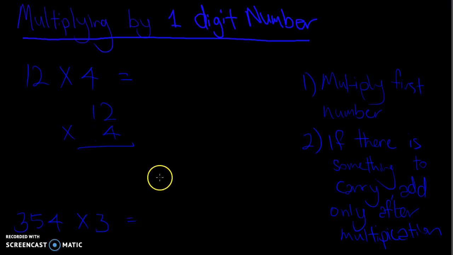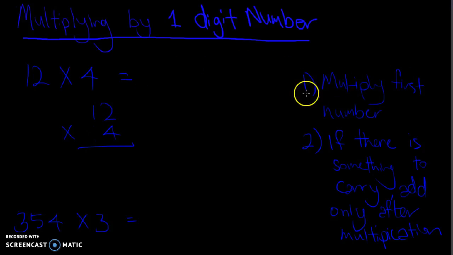Okay, multiplication. For today, we're going to talk about multiplication, and there are only two things you must remember in multiplication of a one-digit number. Firstly, is to multiply the first number, okay? Then, if there is something to carry, okay, add only after multiplication. I say again.